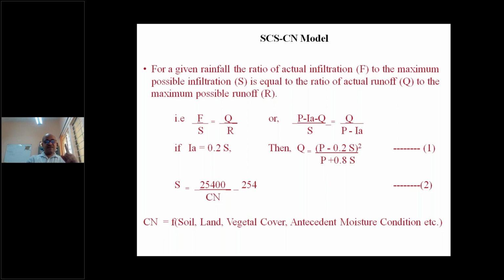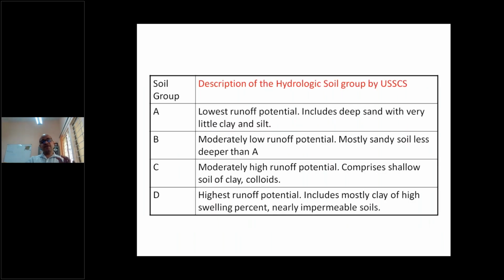But you have to understand that curve number is a function of soil, vegetation, antecedent moisture condition, and recently we have made it a function of terrain properties also. So let us see how this can be solved and where remote sensing or geospatial technology can help us.